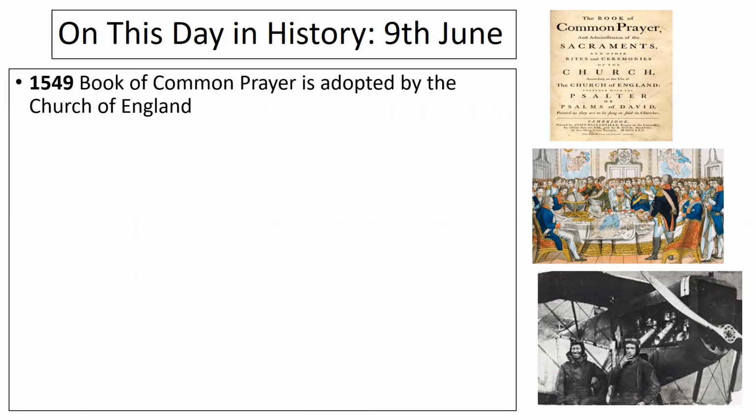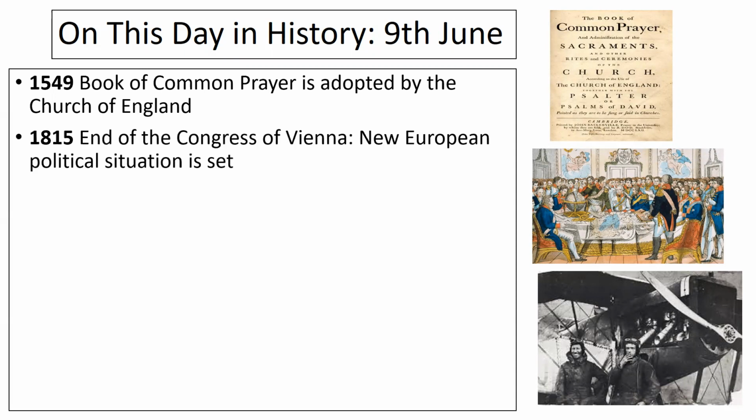On this day in 1549, the Book of Common Prayer is first adopted by the Church of England. So this was the first modern version of the prayer book that is still used to this day by the Church of England. In 1815, the Congress of Vienna came to an end.